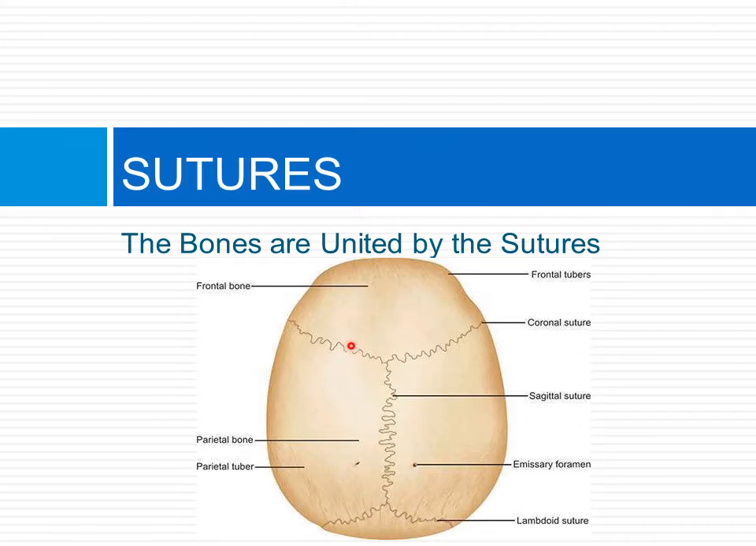Between the frontal bone and the parietal bones we have a coronal suture. Between the two parietal bones in the midline we have the sagittal suture, and between the occipital bone and the parietal bones we have the Y-shaped lambdoid suture. The meeting point of the coronal suture and the sagittal suture is known as the bregma, and the meeting point of the lambdoid suture and the sagittal suture posteriorly is known as the lambda. These have functional significance that we will discuss later.